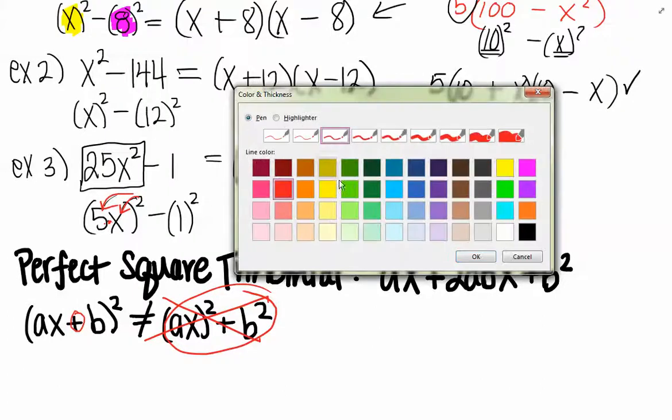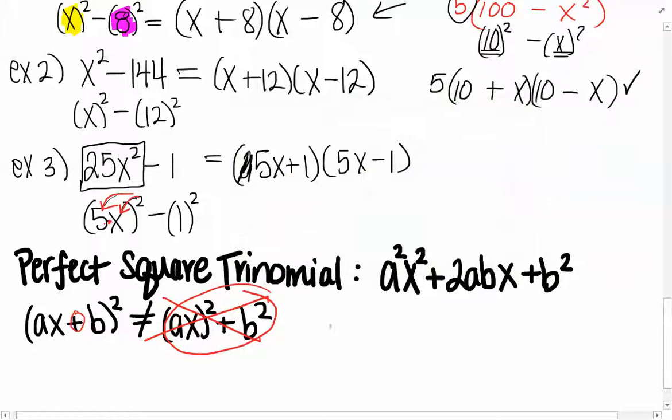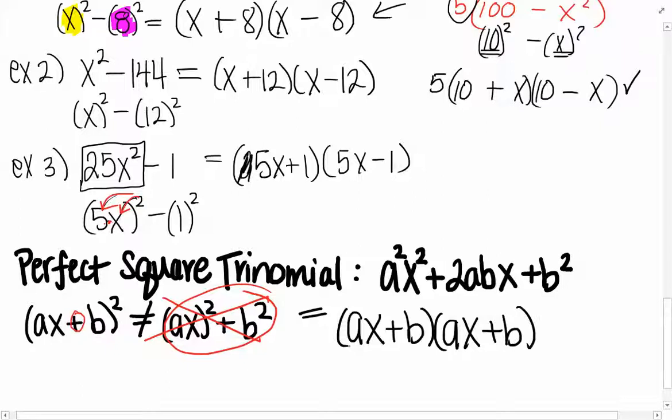Okay. All right, so what can we do? Well, to square something means to write it multiplying times itself. So what it does equal is ax plus b times ax plus b. It's multiplying times itself. That's the definition of a square.